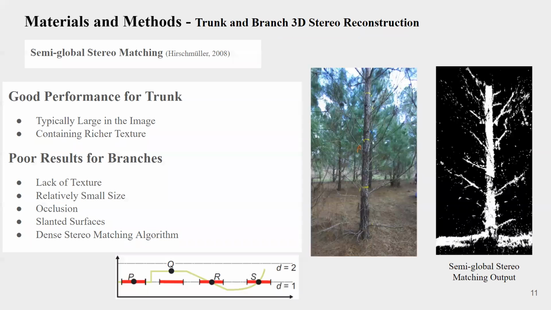We were interested in finding disparity maps for our data set. In the images, trunks were typically larger and had a richer texture for stereo matching. Thus, a semi-global stereo matching algorithm was utilized to generate a dense disparity map for each trunk to reconstruct a 3D stereo image. This stereo matching was found to perform poorly on branches due to their lack of texture, relatively smaller sizes, and occlusion. Thus, another method was used to reconstruct a 3D point cloud for the branches.